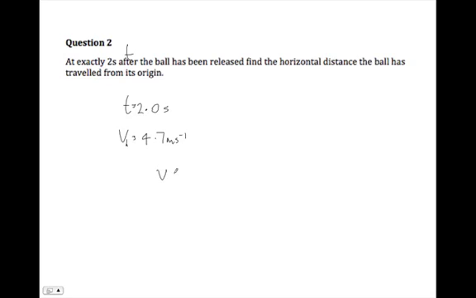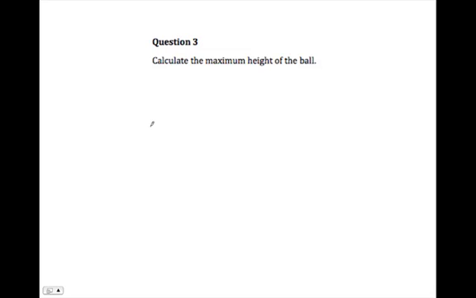So if we're talking about a constant velocity, we can do v equals delta x over delta t. That's 4.7 equals delta x, which is what we want to find, over delta t, which is 2.0. 4.7 times 2 is what delta x is going to be equal to, and that is 9.4 meters. Question 3, the maximum height of the ball. Okay, so they did give us our initial vertical velocity of 5.2 meters per second.